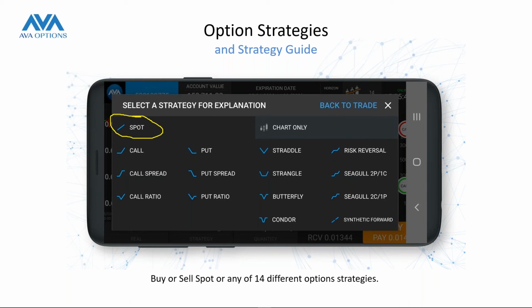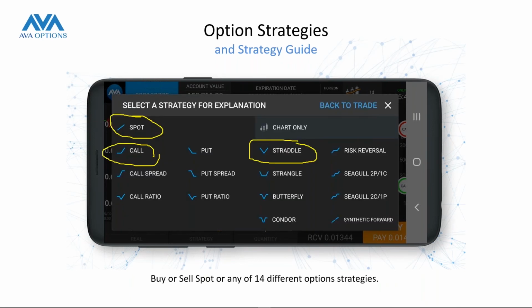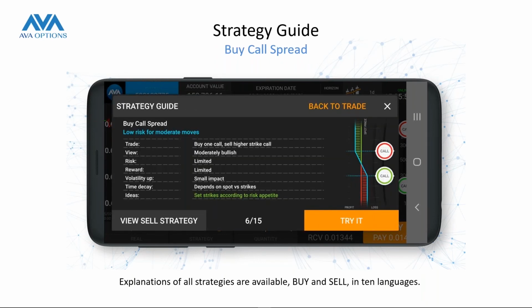Or you can trade a call, you can trade a put, you can trade a straddle, which is an options strategy where you're buying both a call and a put. You can trade a butterfly, strangle, straddles, condors, and you can click on one of these buttons and get an explanation. If you click on one of these buttons, I've now clicked on call spread. I'm buying a call spread, it gives me an explanation. What is a call spread? Buying a call spread means I'm buying one call and I'm selling another call.